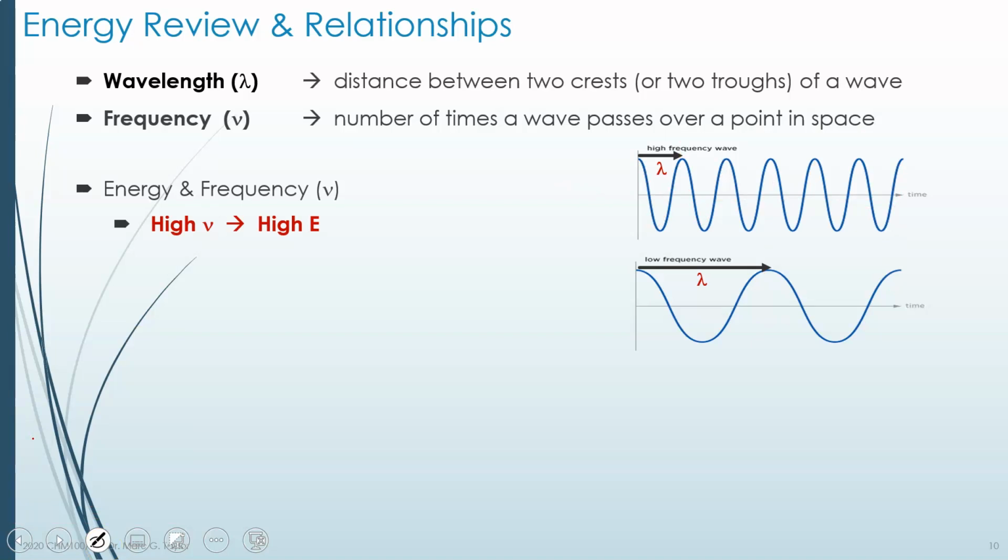A third term we talk about when we talk about light of different wavelengths and different frequencies is the energy of the light. Not all light has the same energy. As it turns out, low frequency waves, like this bottom one, are also low energy. So low frequency, which is the Greek letter nu, this is actually the letter N in the Greek alphabet. It's spelled out as N-U.